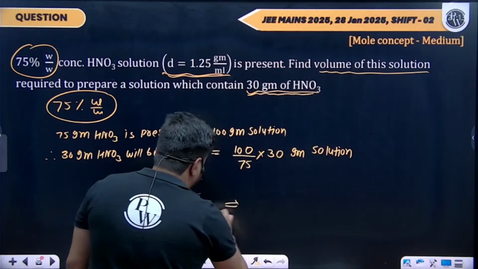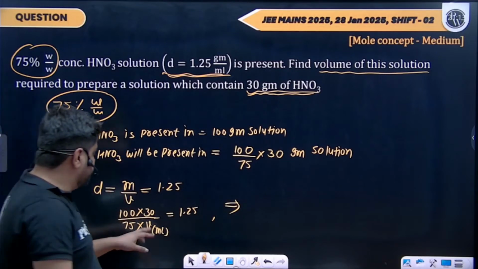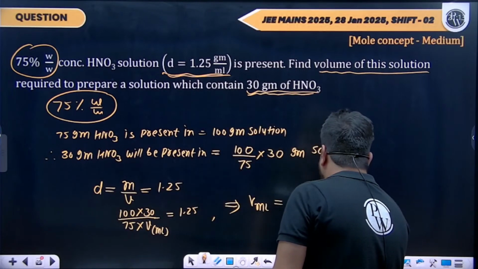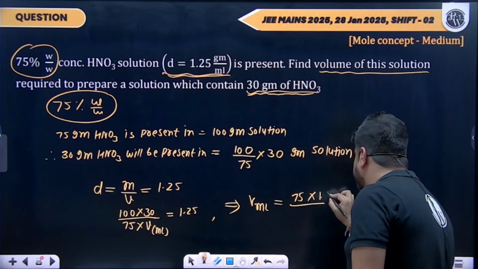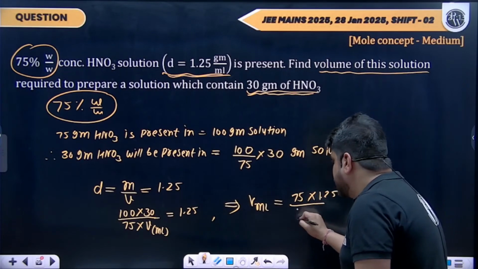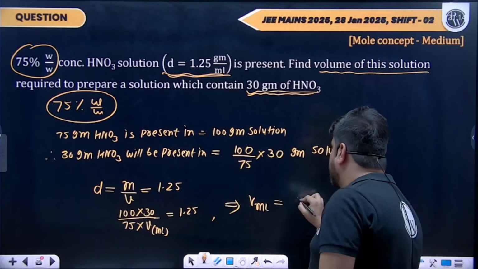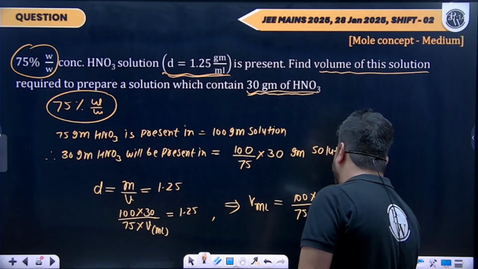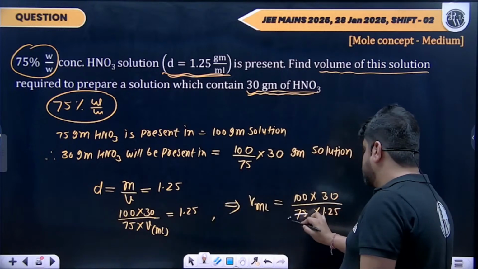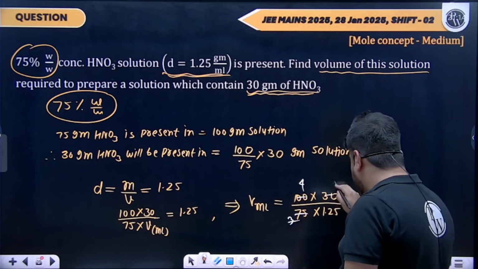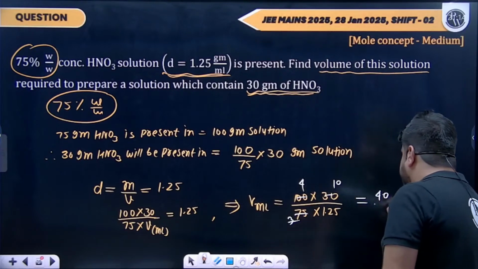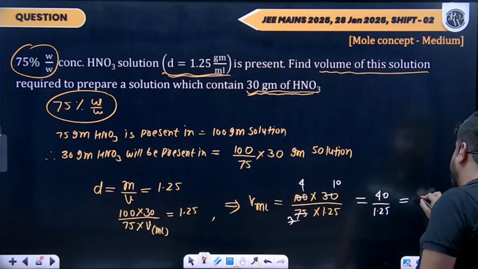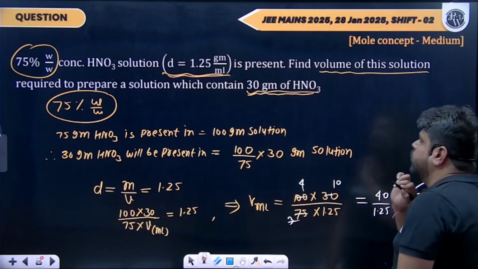From this, after calculation, we got to know about the volume of solution in ml. So let's start the calculation: 75 into 1.25 divided by 100 into 30 divided by 75 into 1.25. After that calculation, we got 40 divided by 1.25, and after solving this, we got 32 ml of volume of solution.